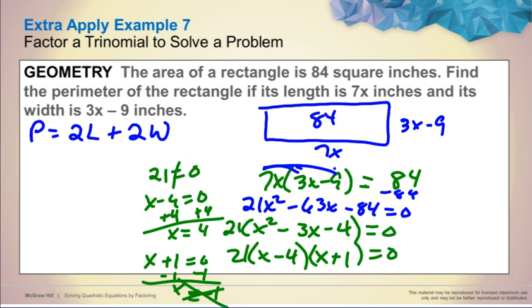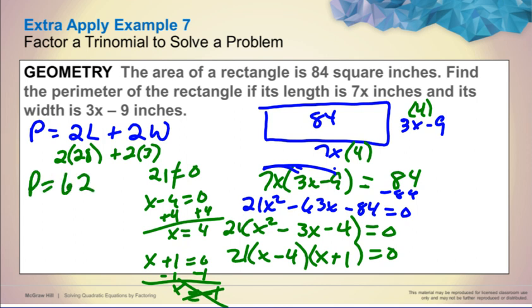So if I put 4 in for x, I now have the length of 2 times 28, because 7 times 4 is 28, and then the width, 3 times 4 is 12, minus 9 is 3. So this will give me 56. 2 times 28 is 56 plus 6. We have a perimeter of 62 inches.